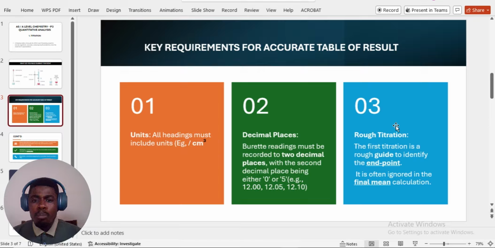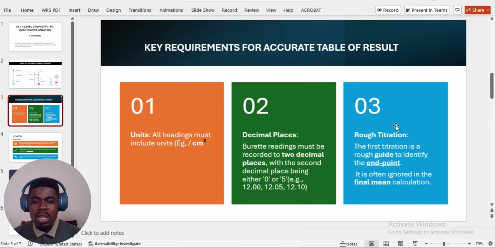Then two, burette reading must be recorded in two decimal places, with the second decimal place being either 0 or 5. The reason being that the burette is used for accurate measurements and the calibrations are too small, so in between is 0.05. So either you have maybe 12.00 or 12.05 or 12.10. You don't have anything like 12.12.